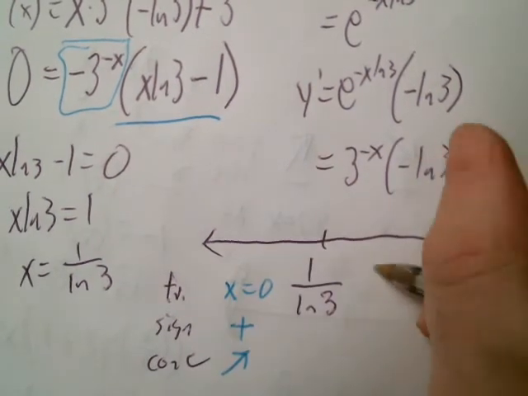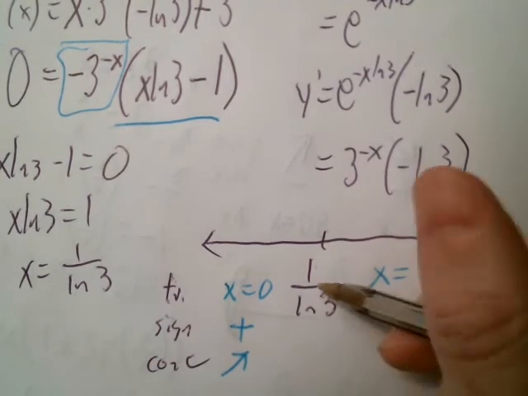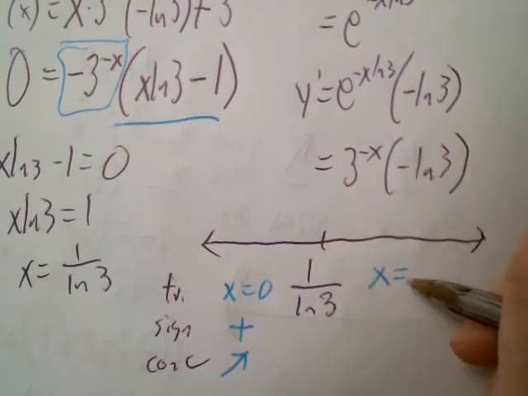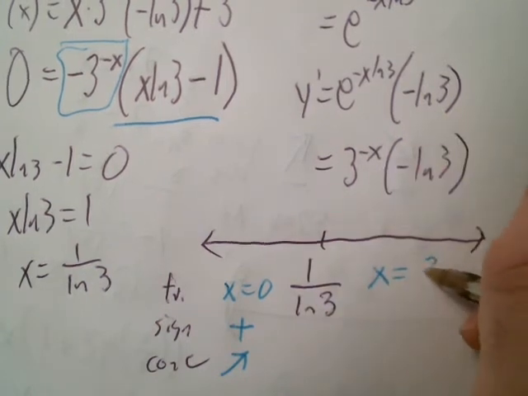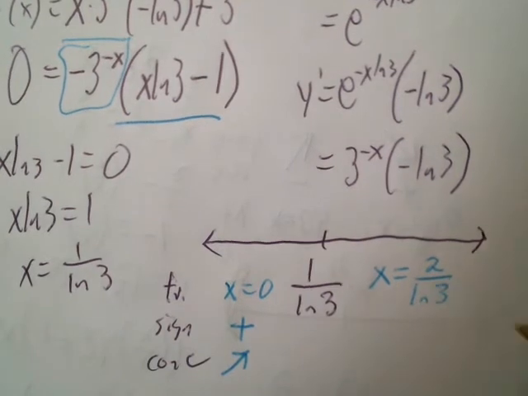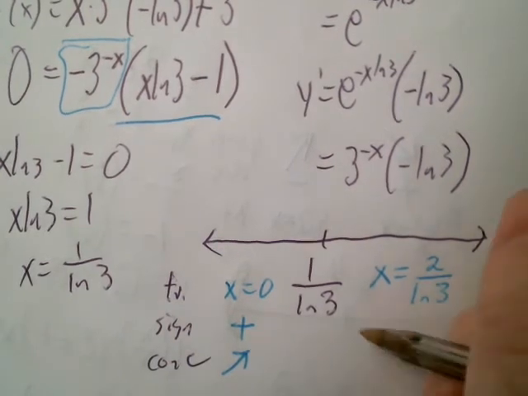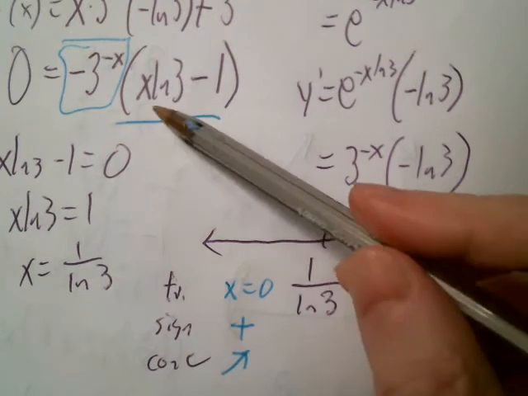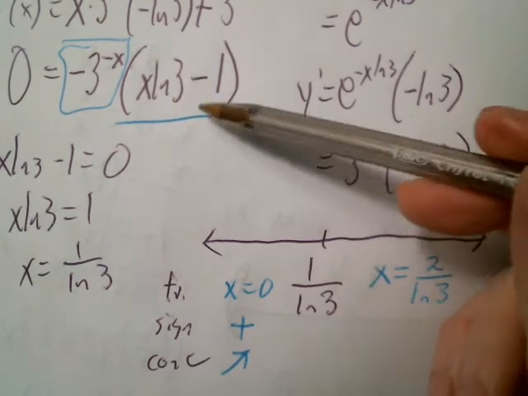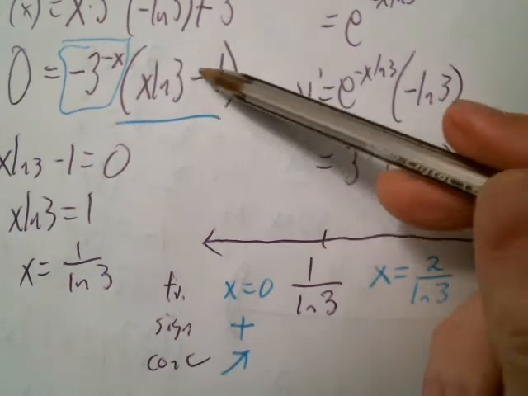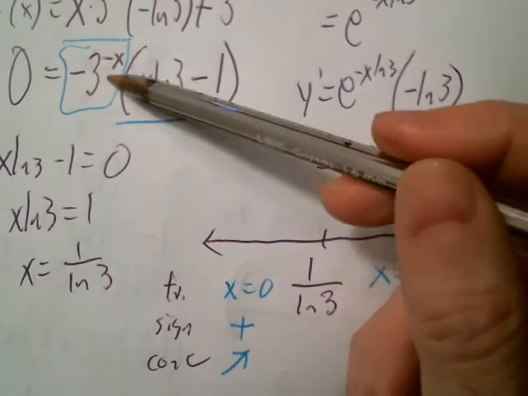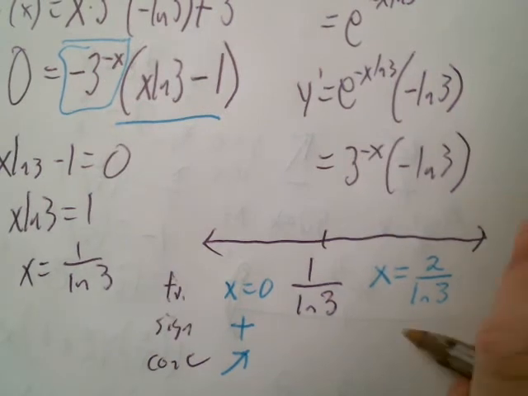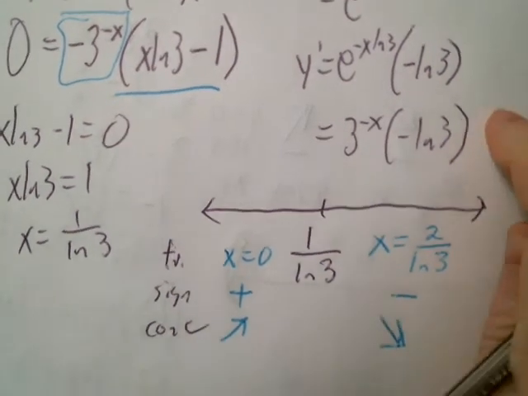And then over here, you pick some obnoxious number. This is less than 1. Okay, so you literally just pick 1 if you wanted. But let's pick something that cancels out with the ln 3, right? So let's pick 2 all over ln 3. In that case, if I plug that in, you have 2 over ln 3 times ln 3 is 2, and then 2 minus 1 is 1, that's positive, times something which is going to be negative, okay? So positive times negative is negative, so it's decreasing there.